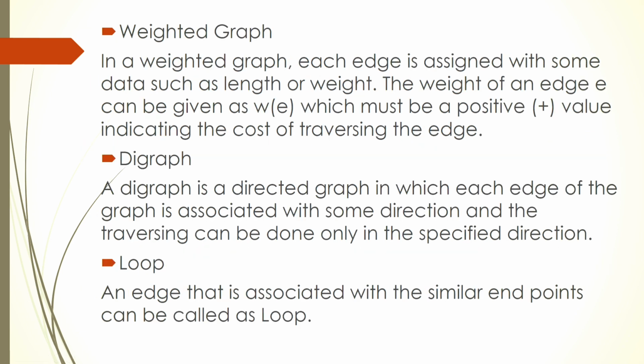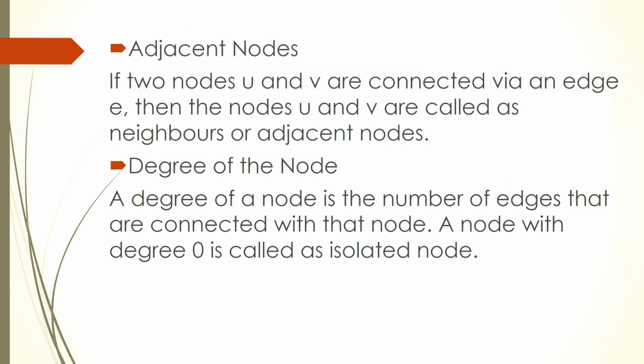Then in a weighted graph, each edge is assigned with some data such as length or weight. The weight of an edge can be given as w(e), which must be a positive value, indicating the cost of traversing the edge. Then comes a digraph. A digraph is a directed graph in which each edge of the graph is associated with some direction and the traversing can be done only in the specified direction. Then coming to the loop, an edge that is associated with the similar endpoints can also be called a loop. Then finally the adjacent nodes and the degree of the node.